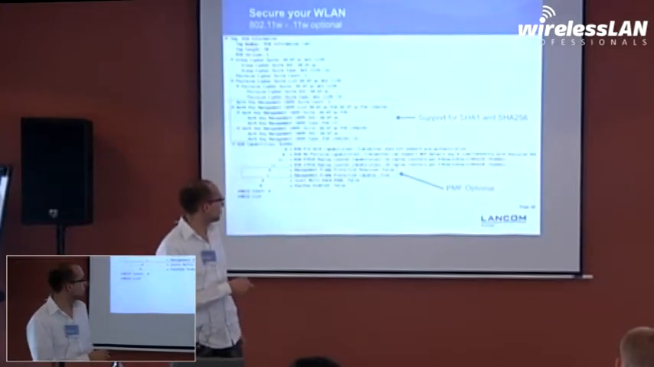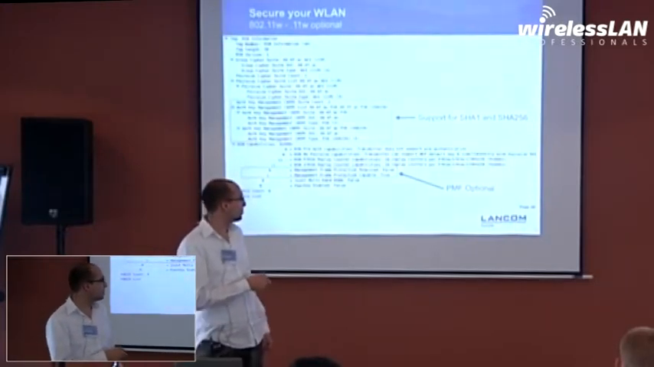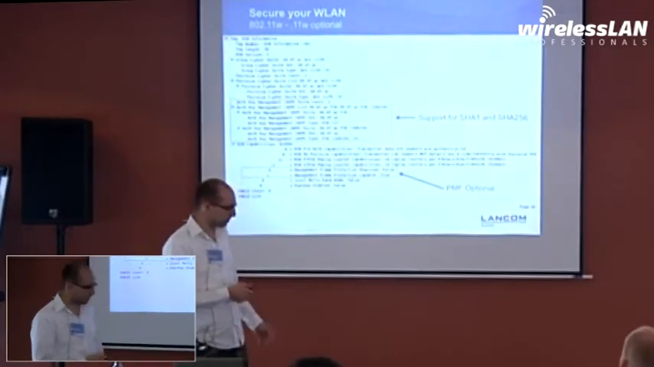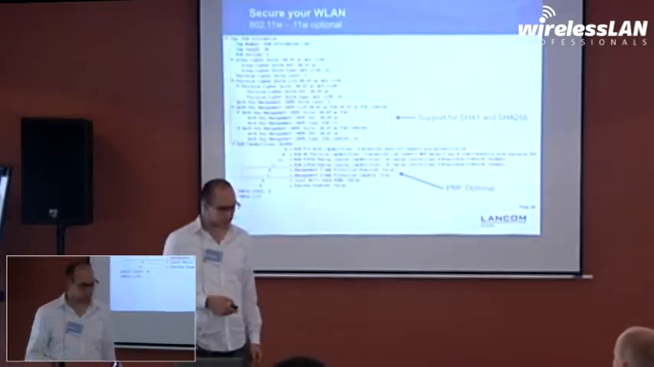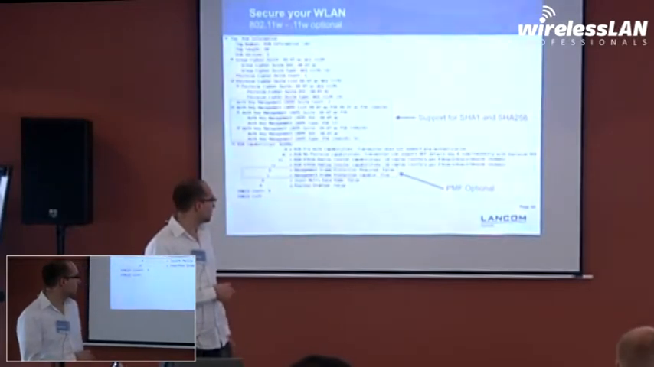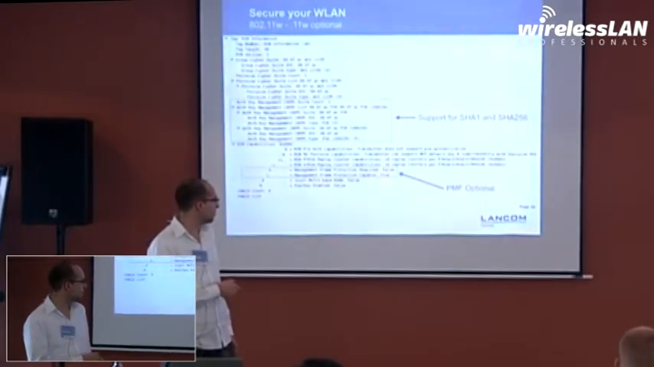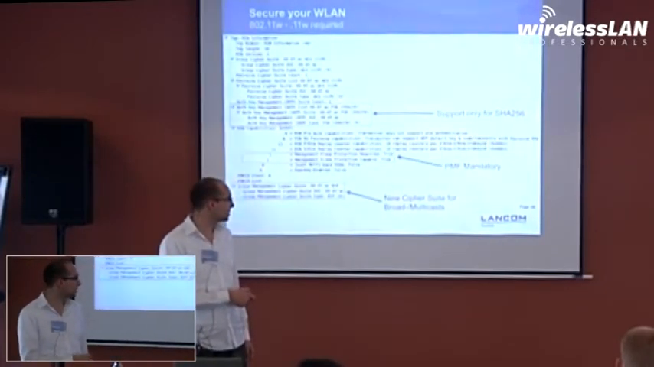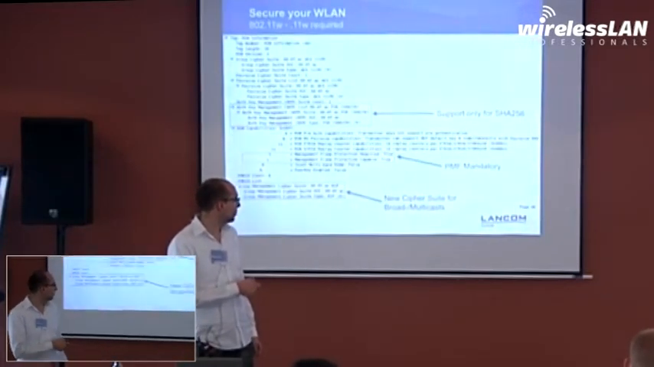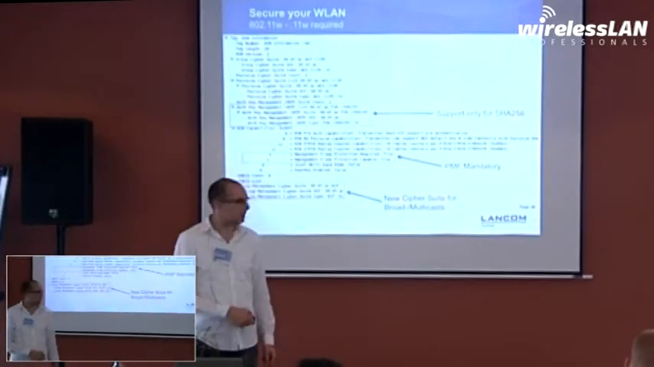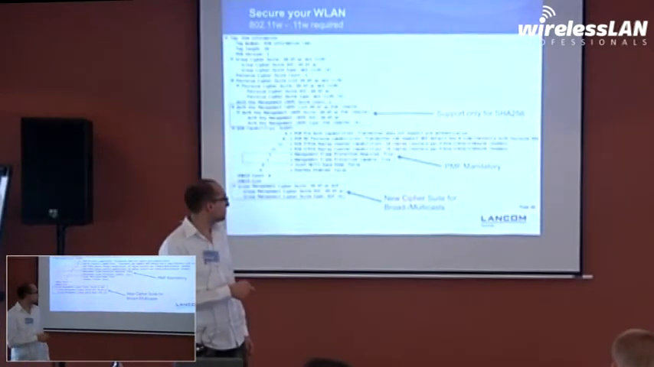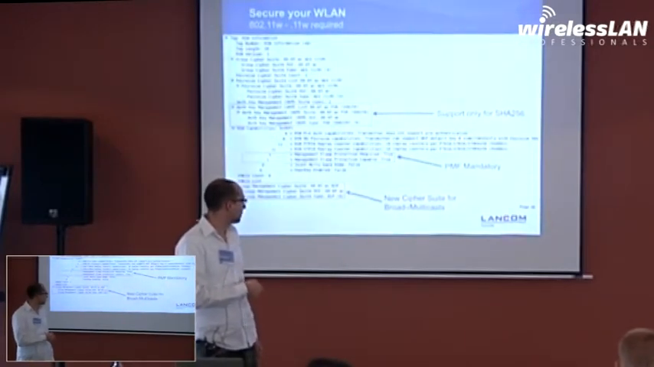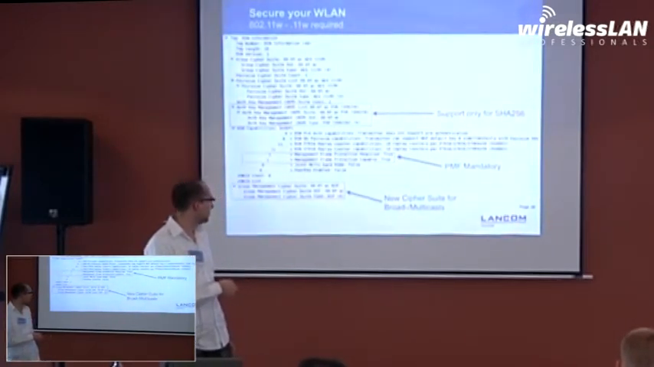There is now support for SHA-1, which was used before, and SHA-256 now for the PMF required option. And if you do it optionally, it just says it's protection capable, but not required. And of course, this changes as soon as you set PMF to mandatory or required. Now both of these flags are set to true. We only get the SHA-256 AKM suite. And we can also see, hey, now we've got a new cipher suite for broadcast and multicast with the BIP protocol.